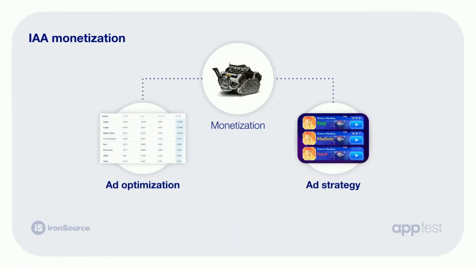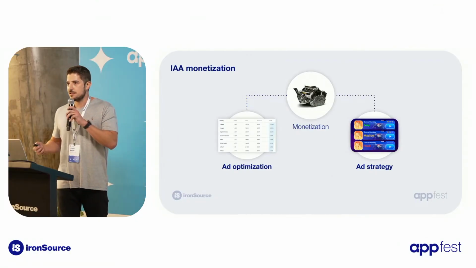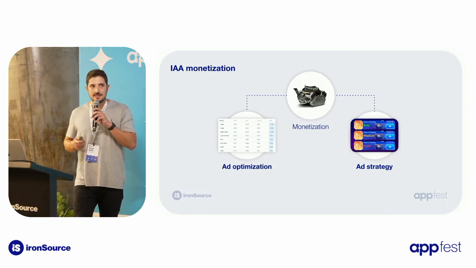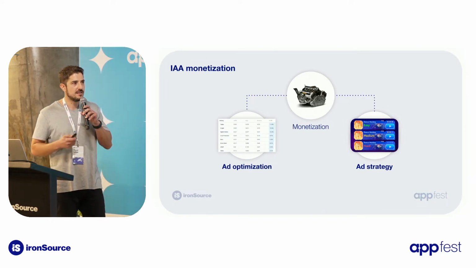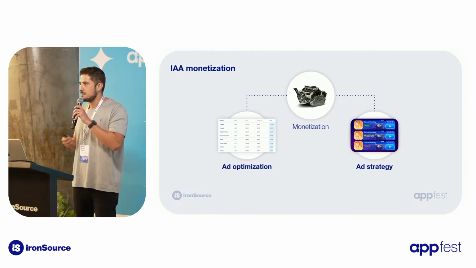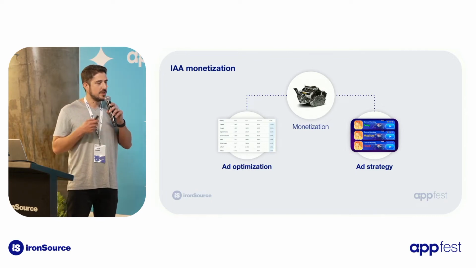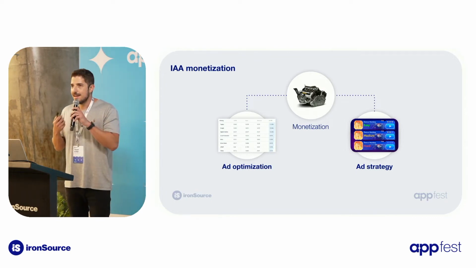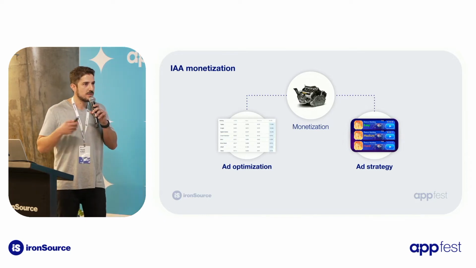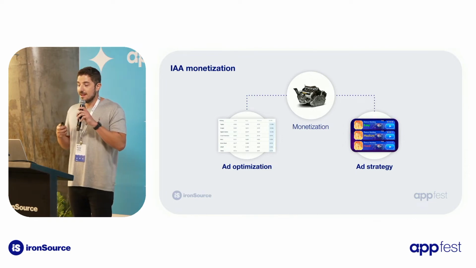To examine my point, let's focus on monetization and specifically on in-app ads, which is built from two main growth areas. One is ad optimization, and the other is ad strategy. By ad optimization, I mean maximizing the revenue you get per impression. We measure it with KPIs like eCPM, ARPDAU, and fill rate, etc., and we optimize it by A/B testing different waterfall setups, adding and dropping different ad networks and ad sources, and even choosing your mediation.